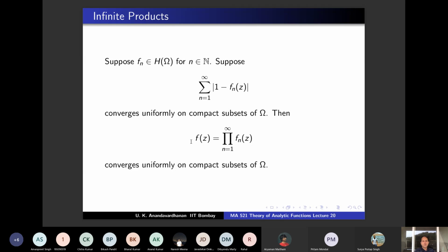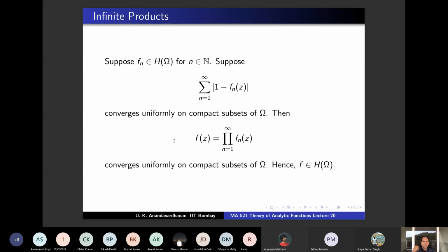And therefore, you can conclude that F is holomorphic. Why? Because what is this product? This is the limit of partial products. A partial product is a finite product of holomorphic functions. A finite product of holomorphic functions is holomorphic. And then you have uniform convergence on compact subsets, and you know that if you have uniform convergence on compact subsets, then the limit of holomorphic functions is holomorphic. Therefore, this F is holomorphic.